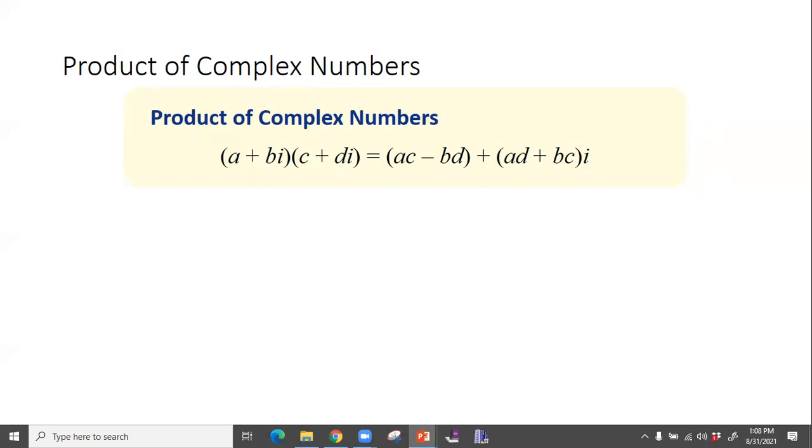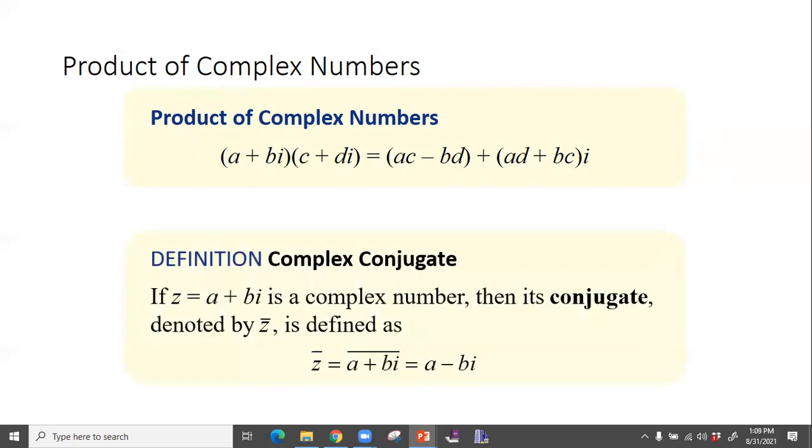It's going to happen every single time. Or you could just go through the FOIL and remember i squared equals negative 1. Some people are formula minded and some people are process based. Does anyone plan on using the formula? No. All right.